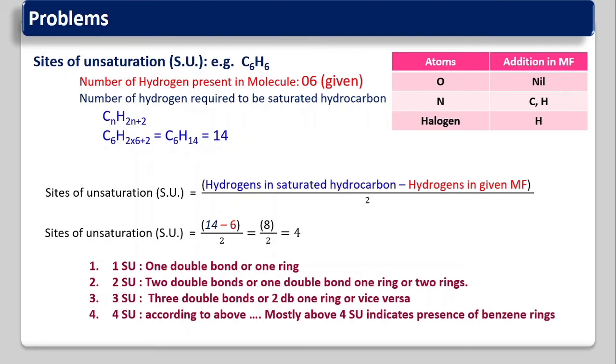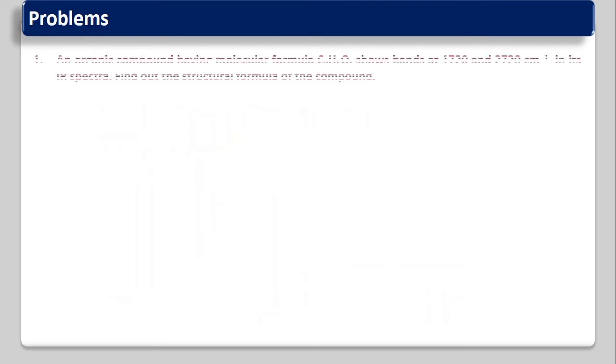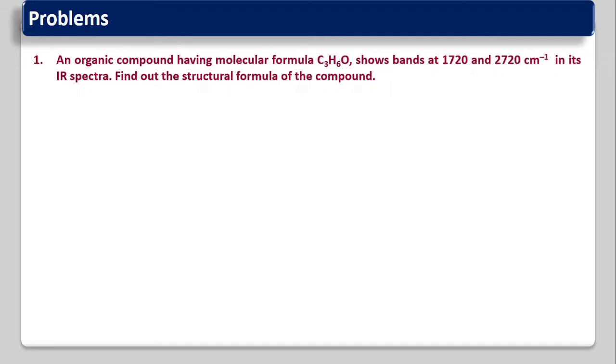So for solving the problems, the first step is to calculate how many sites of unsaturation there are. That is the first step. Then our structure determination will be much easier. Now we'll start a problem. Suppose this is the first problem. The organic compound having a molecular formula C3H6O shows absorption bands at 1720 and 2720 centimeter inverse in its IR spectra. Find out the structural formula for the compound.